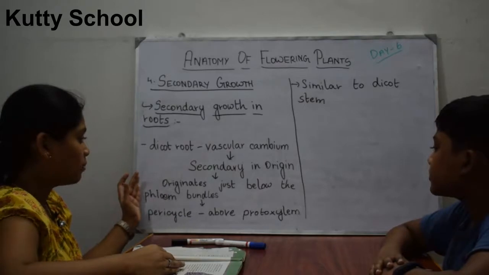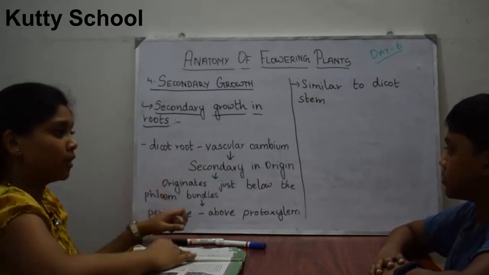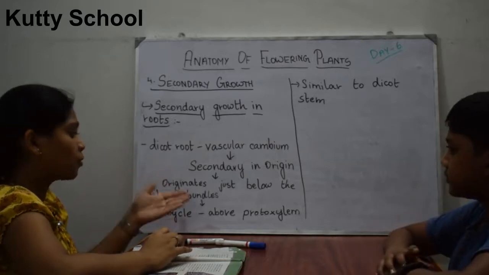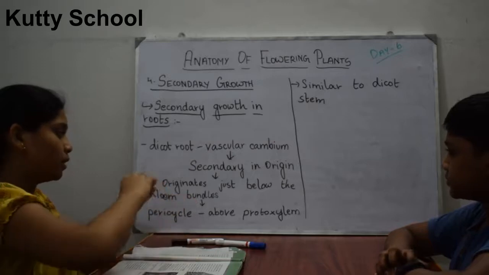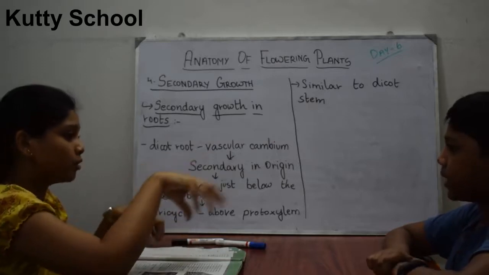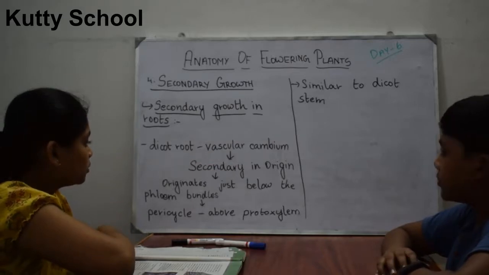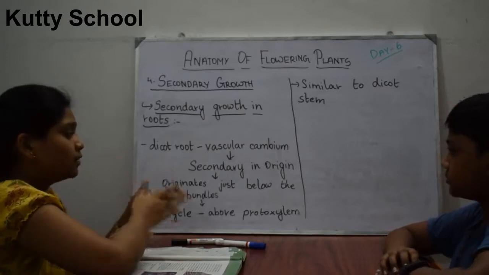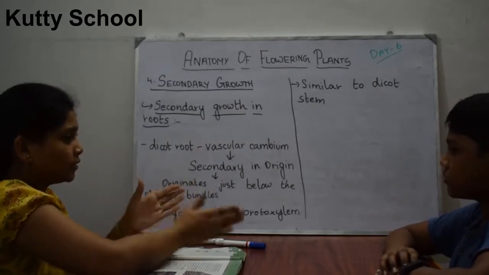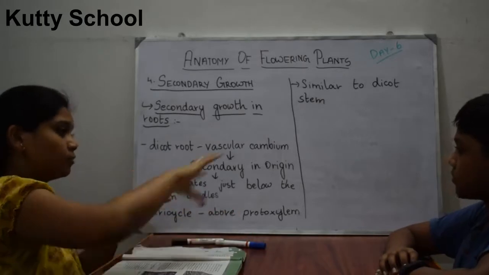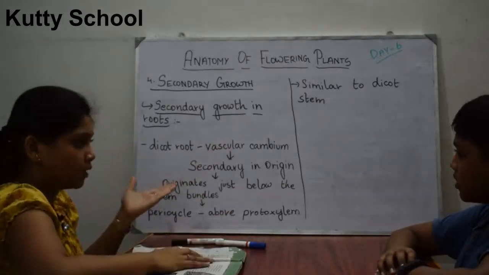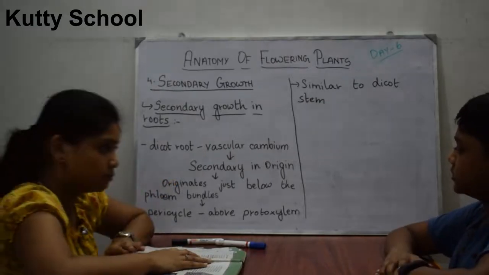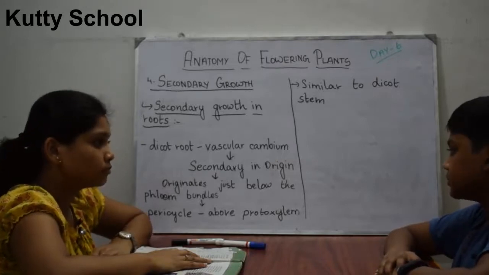This vascular cambium originates just below the phloem bundles and above the xylem, above the protoxylem, in some part of the pericycle. It will start dividing cells inside and outside, forming secondary xylem and secondary phloem, and it forms a ring-like structure as we saw in the dicot stem. The same stages occur in these roots.